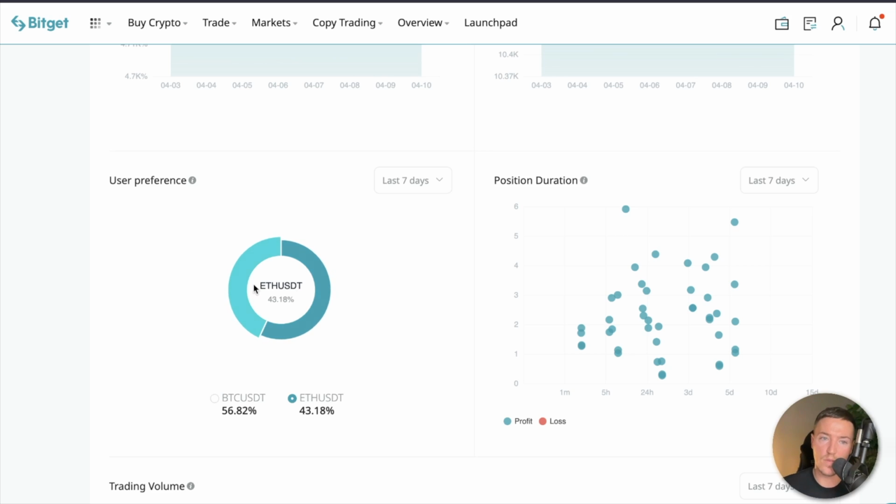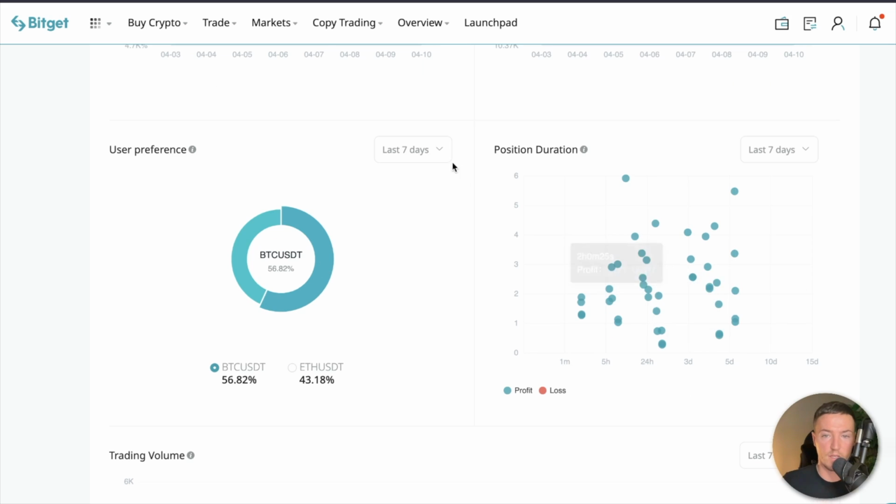So as we can see here, this trader mainly just trades with Bitcoin and Ethereum. And here we can see the position duration. So this is how long the trader has that trade open before closing it. As you can see, some of them are really quick, 2-hour trades, 5-hour trades, and then some of them are even longer, like 5-day trades. So they are more longer-term trades. But there's a good mixture of short-term trades and longer-term trades by this trader.